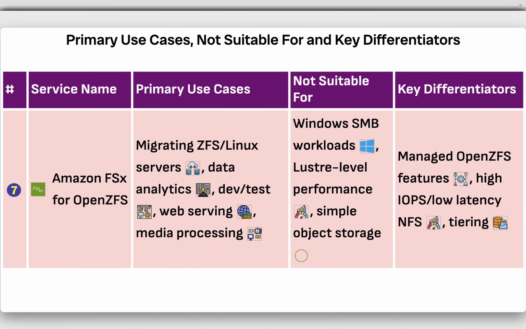Next, we have Amazon FSx for OpenZFS. Primary use cases are migrating ZFS/Linux servers, data analytics, dev test, web serving, and media processing. This is not suitable for Windows SMB workloads, if you want Lustre level performance, or if you want simple object storage. Key differentiators are managed OpenZFS feature support, high IOPS and low latency NFS, and it offers tiering.